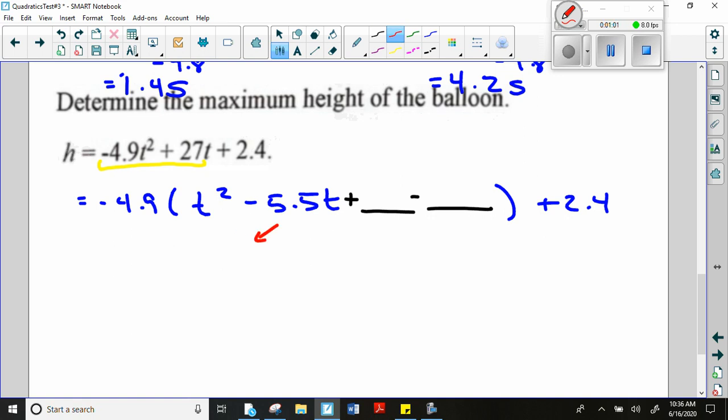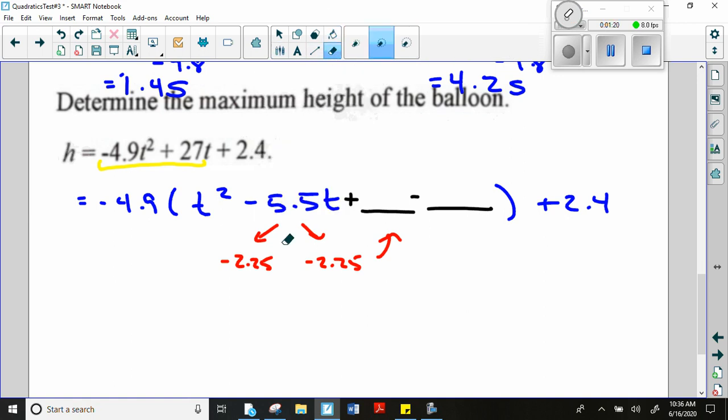Let's break this guy up in half. Negative 2.25, negative 2.25. We have to multiply those together. Let me double check. 5.5 divided by 2 is... Haha! See? That's why you don't do mental math. You could screw up the whole thing and then be kicking yourself like you did up there.